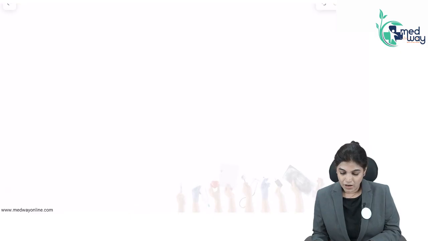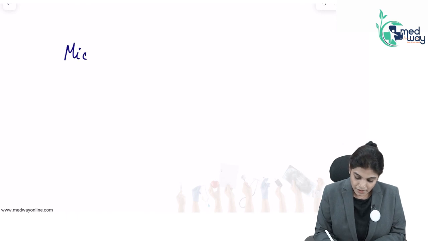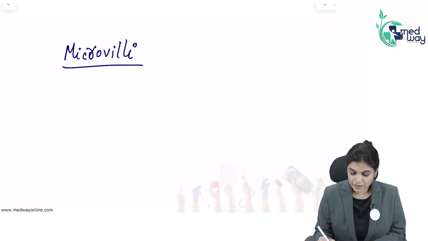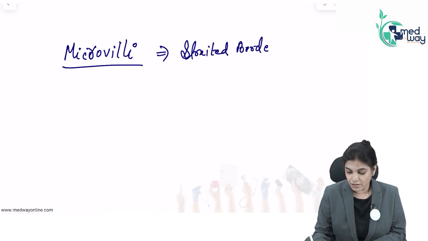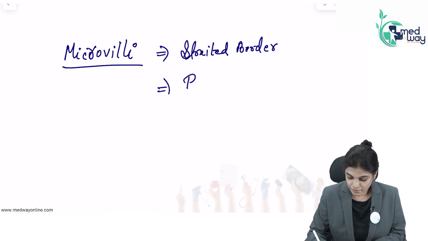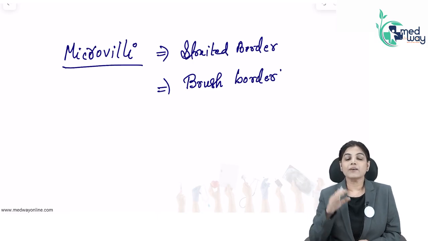So, let's see this. Now, let's talk about one by one. I want everybody to understand that microvilli can be of two types. Either it can be a striated border, or a brush border. If I talk about the example of striated border, what does that mean? That means that all the microvilli will have equal projections and they are arranged in a regular pattern.